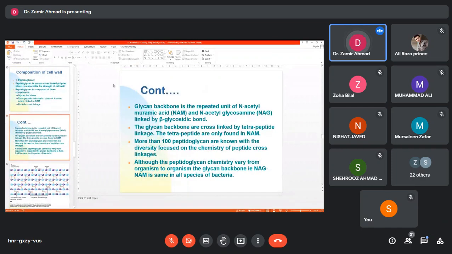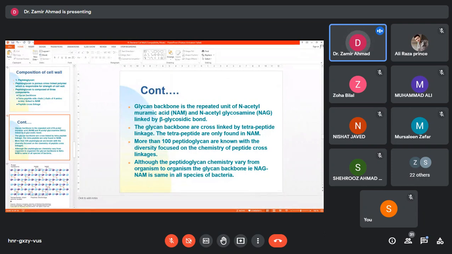So the glycan backbone, as the name indicates, is derived from carbohydrate, and is formed by the repeated units of N-acetyl muramic acid, abbreviated as NAM, and N-acetyl glucosamine, an amino sugar. So these two subunits form a disaccharide, and they are repeated in this glycan backbone.